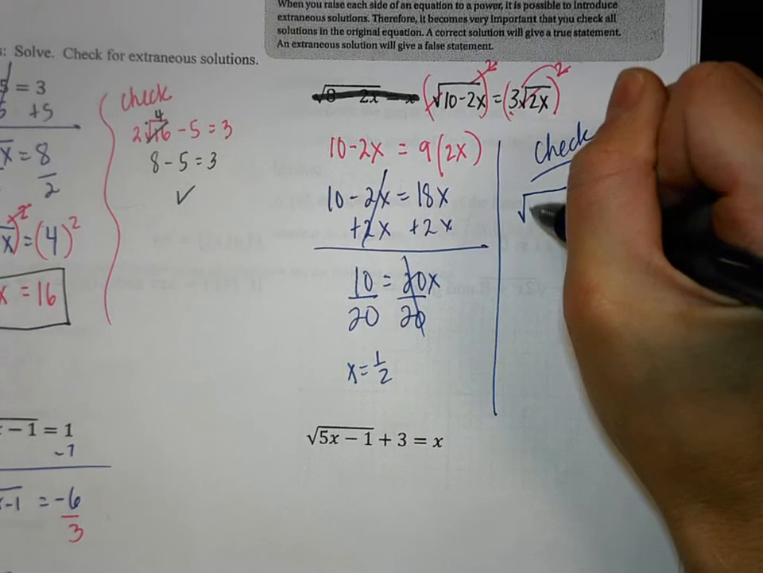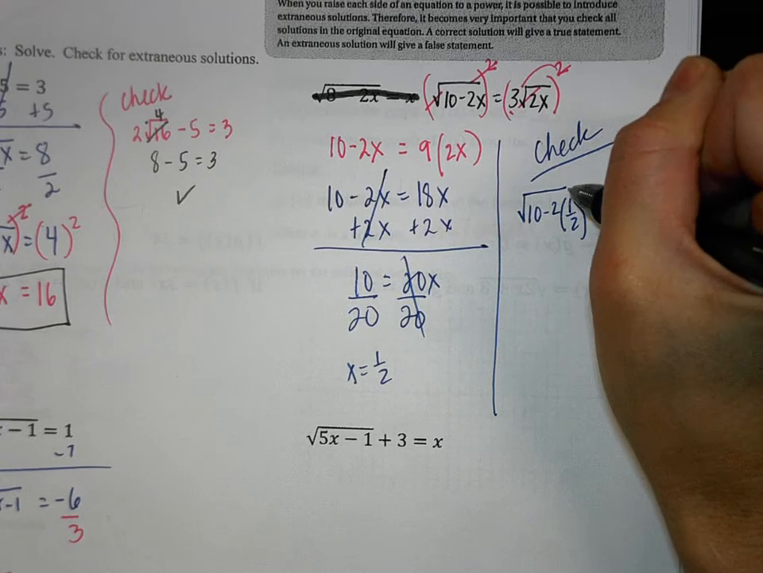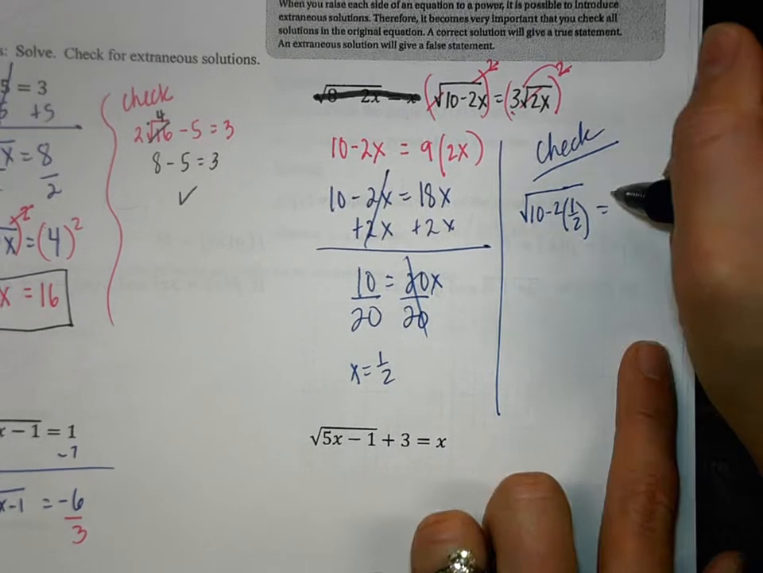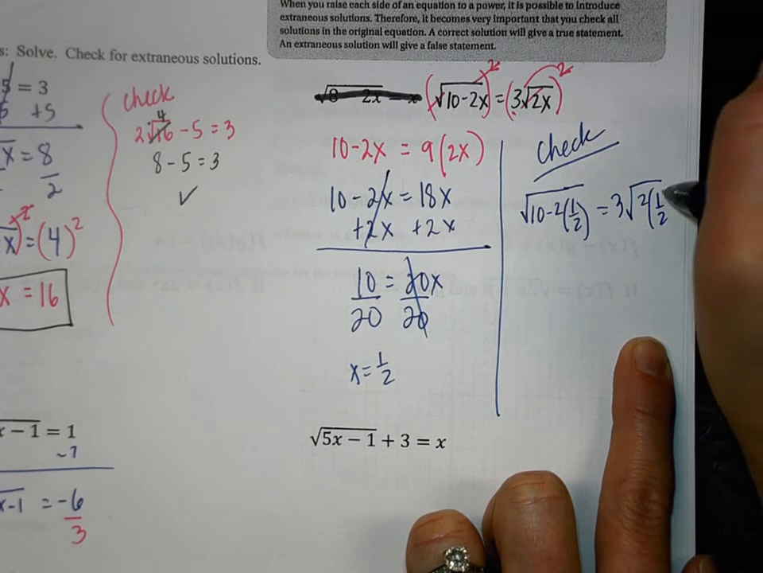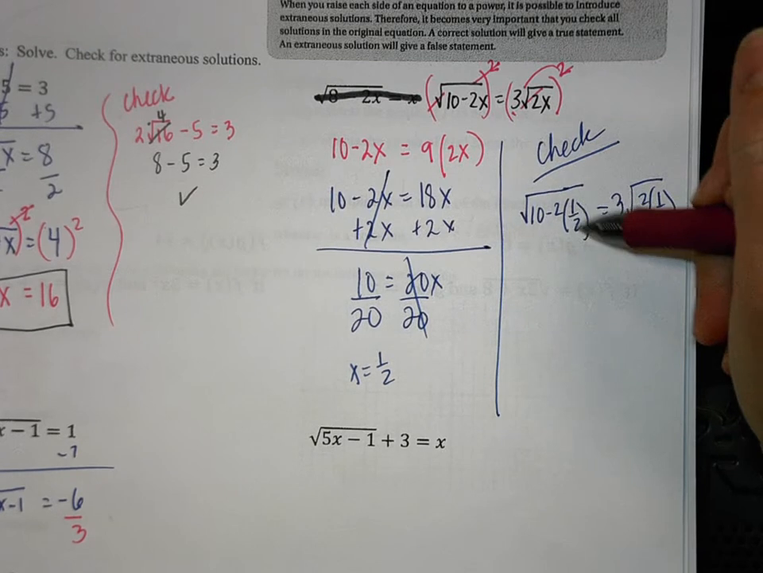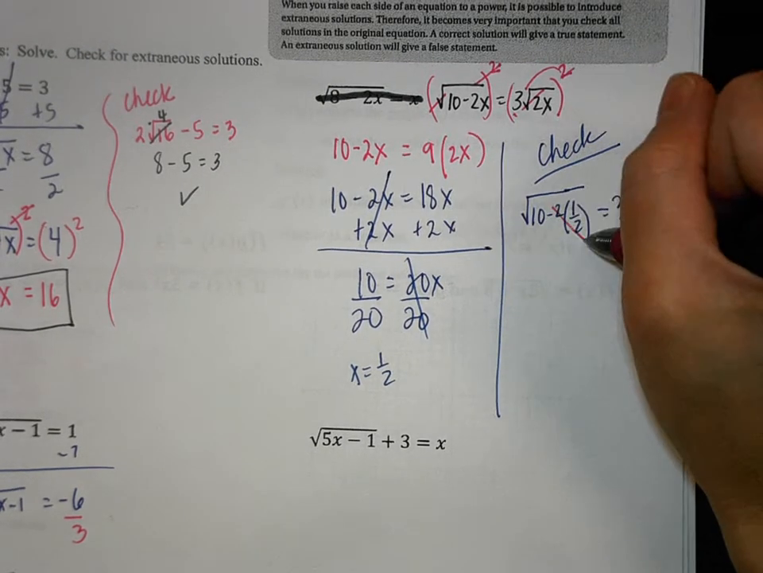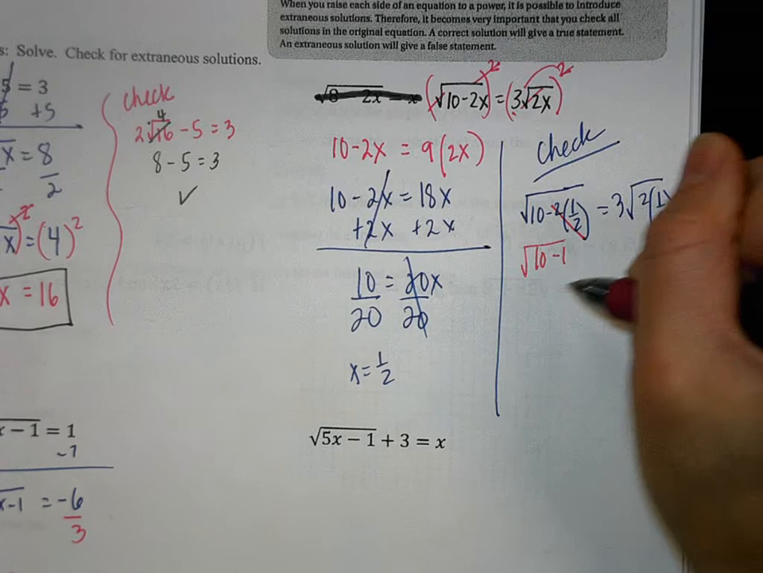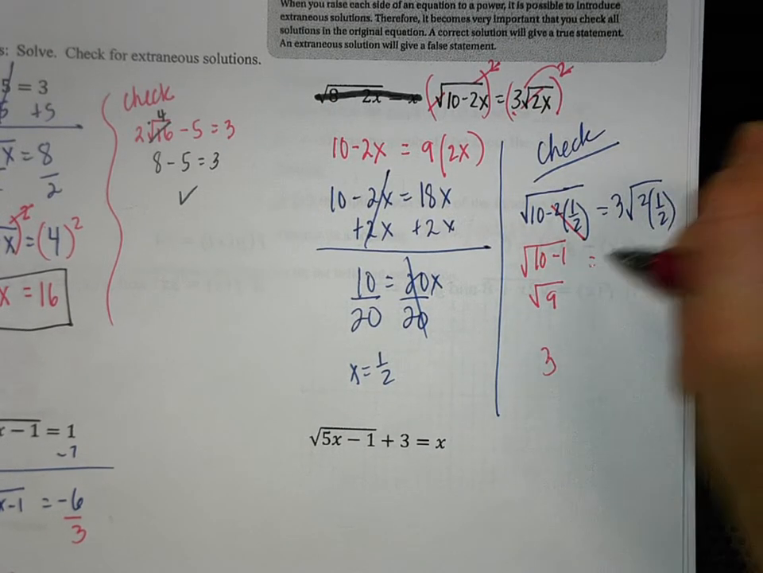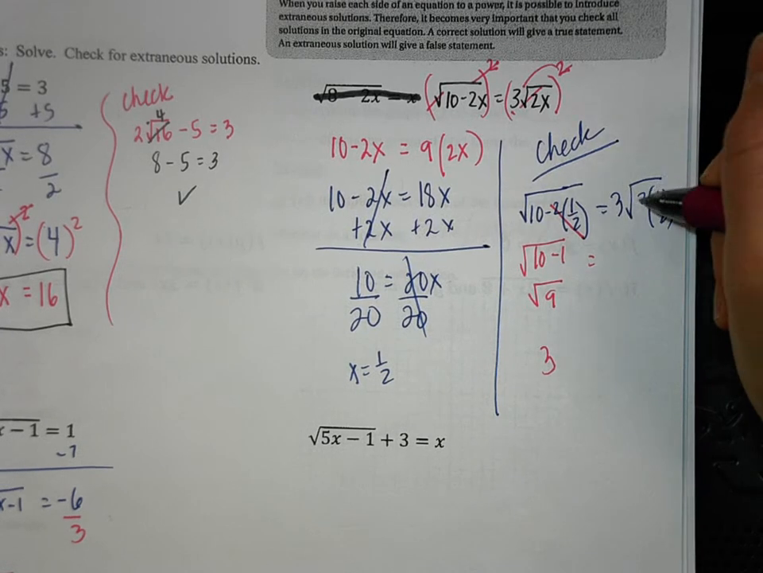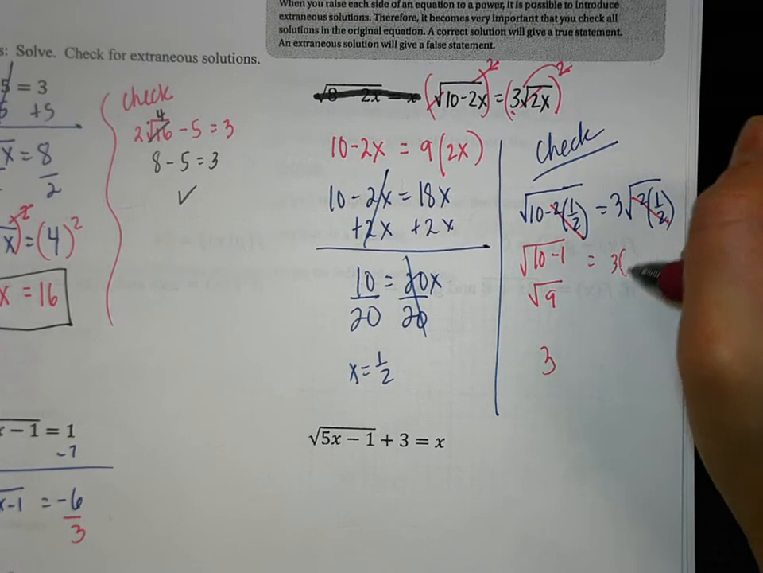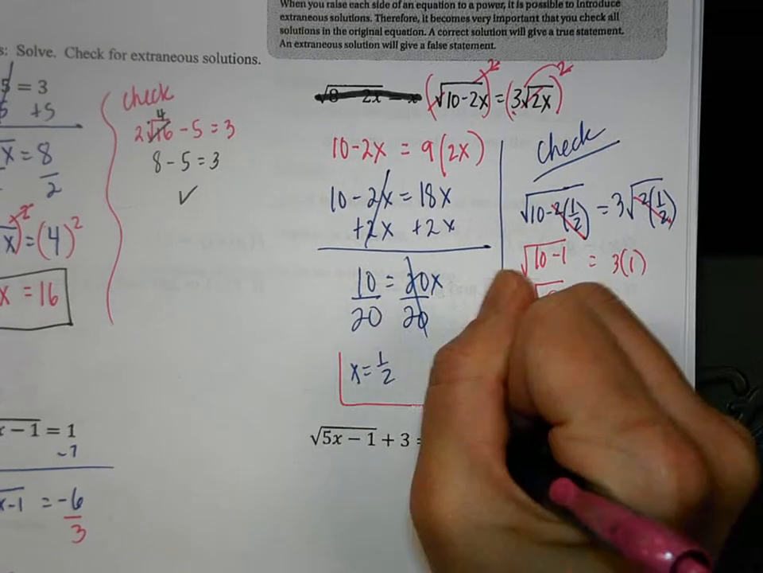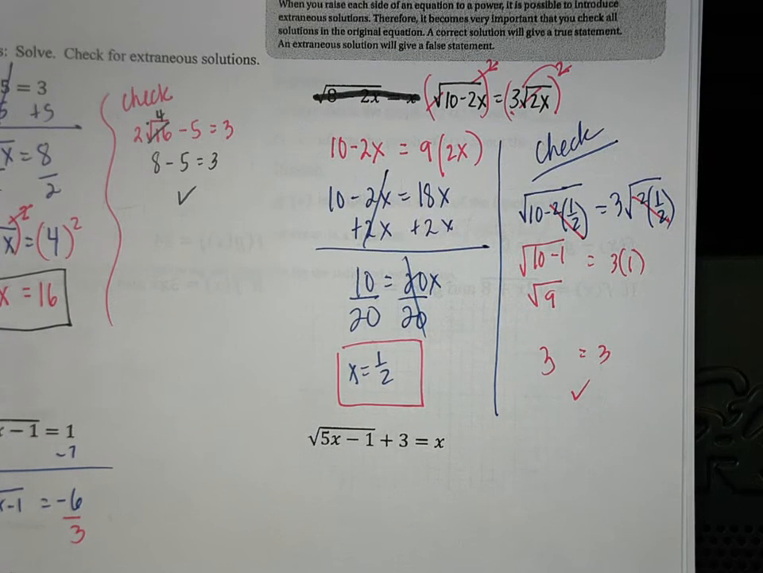I have the square root of 10 minus 2 times 1/2 equals 3 root 2 times 1/2. Okay, well over here what happens? The 2's will cancel out, right? And so you end up with just 10 minus 1, which is what? 9. And what's the square root of 9? 3. On the other side, what happens with these 2's? They cancel out. What's the square root of 1? 1. And then 3 times 1 is? 3. And so it checks out. Okay, do we have any questions? All right.